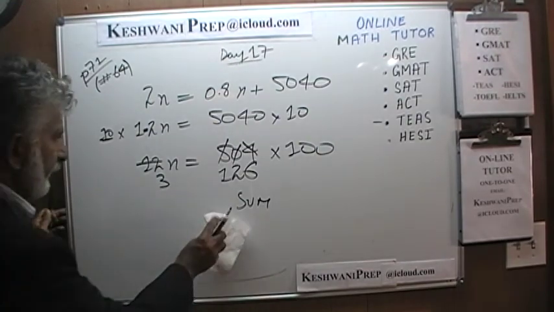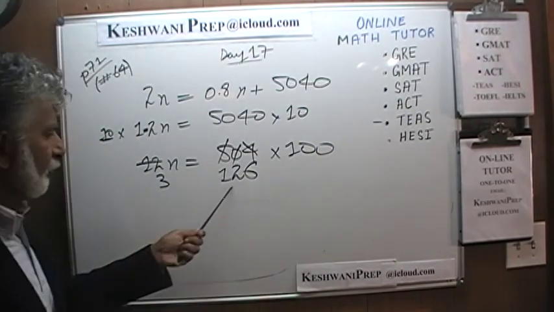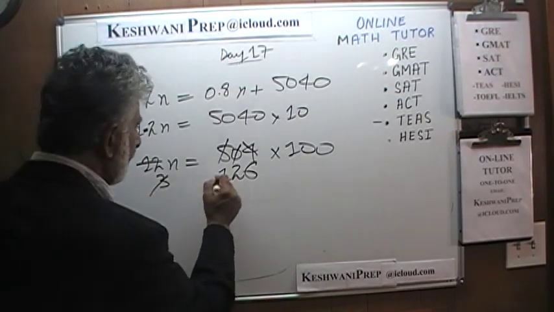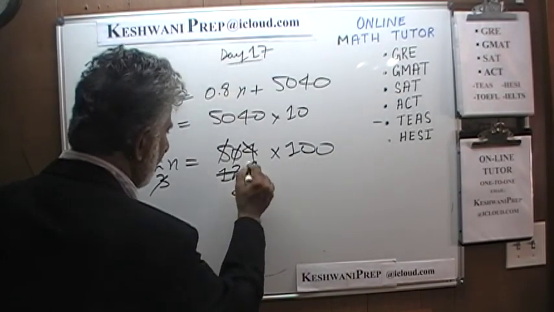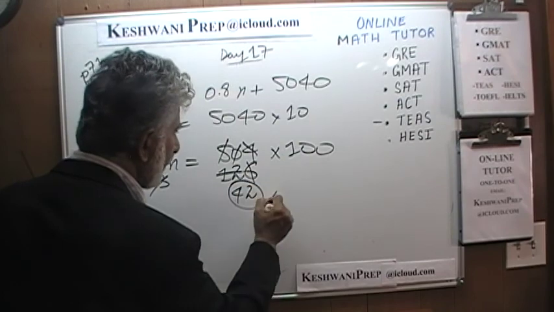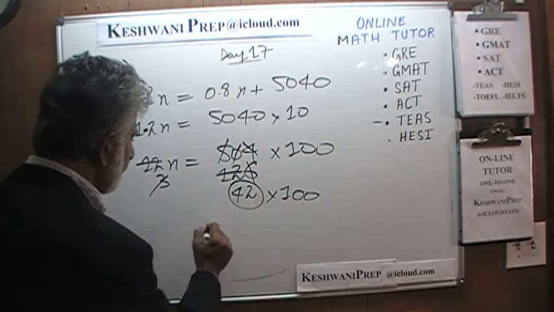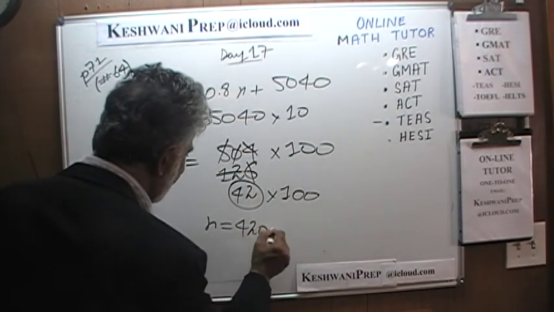Besides, we can clearly see it's divisible by 3. It's 12 and a 6. Let's divide by 3. So 12 has 4 3s and 6 has 2 3s. There you go, 42 times 100. Turns out that we need to sell 4,200 units.